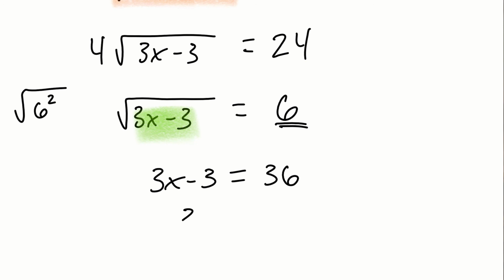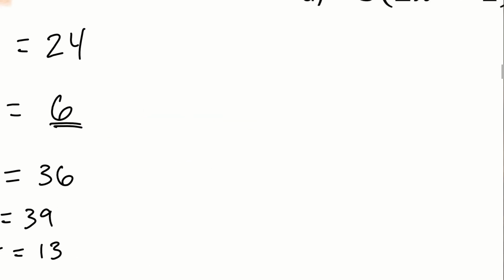If I add 3 to both sides, I get that 3x is equal to 39. And if I divide both sides by 3, I get x is the number 13. So for part C, x is 13. Last part of this question then is D.